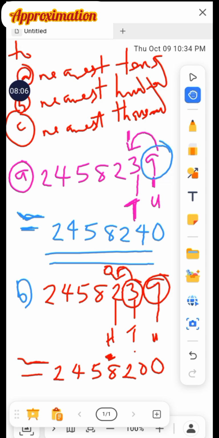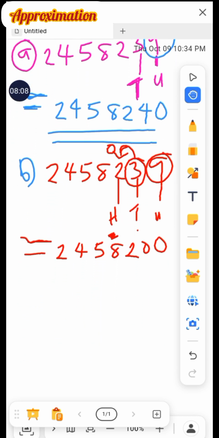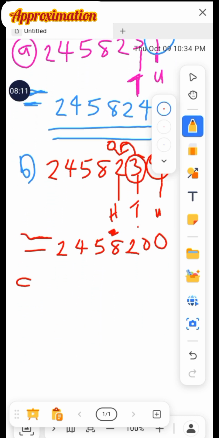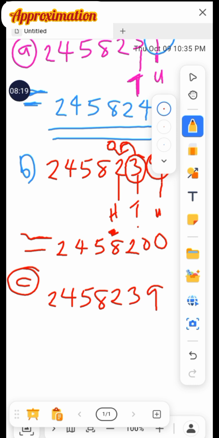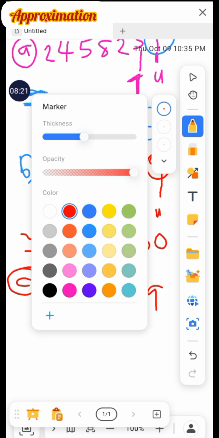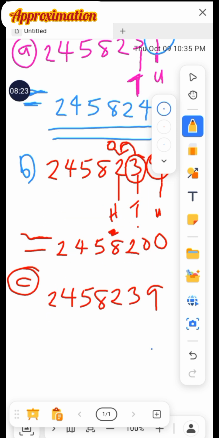So let us move on to nearest 1,000. Still the same value, 2458239 to the nearest 1,000. So I'll locate my units, this is my tens, this is my 100, and this is my 1,000. So I'm working on 1,000.